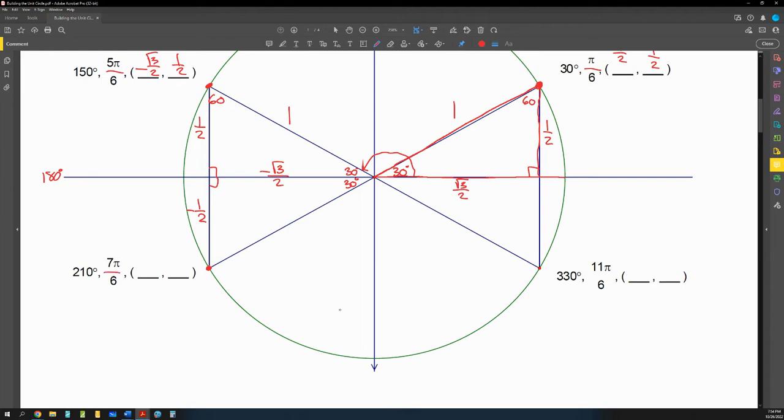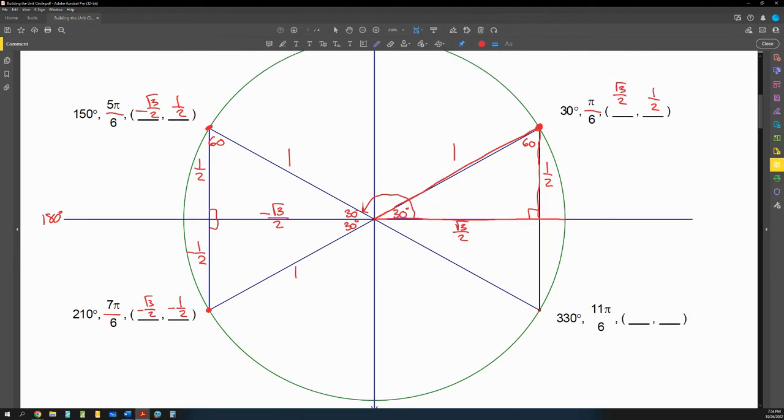So our coordinates for a reference angle of 30 degrees in quadrant 3, or 7 pi/6, would be negative root 3 over 2, negative 1/2. Both x and y coordinates are negative in quadrant 3. And finally, let's go ahead and label that hypotenuse.